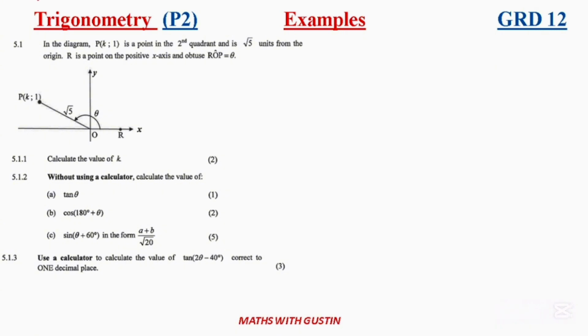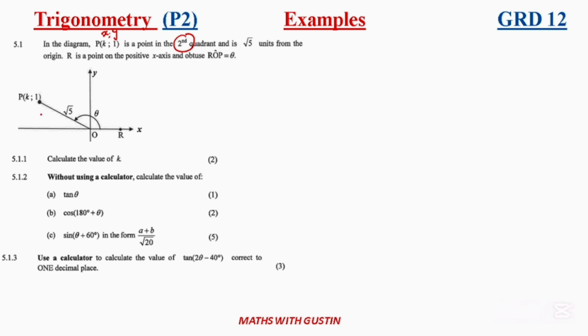5.1, it says here a diagram is given to you in terms of P. These are the coordinates here, X and Y. We always know that X is on the left-hand side, and this is a point in the second quadrant. Very, very important.